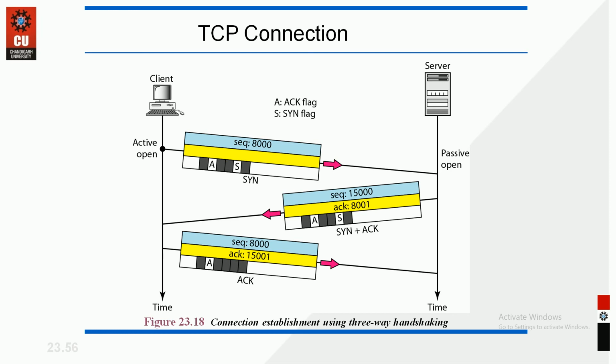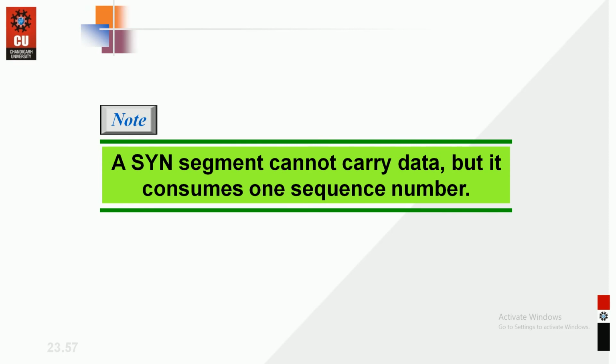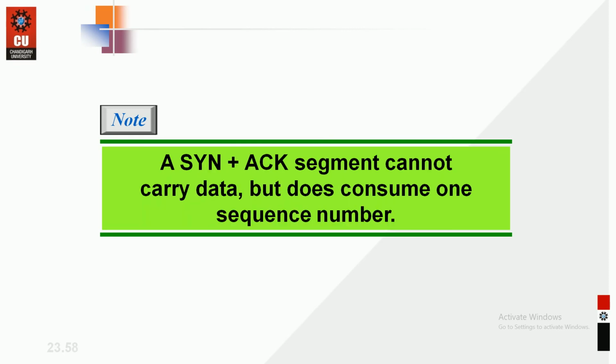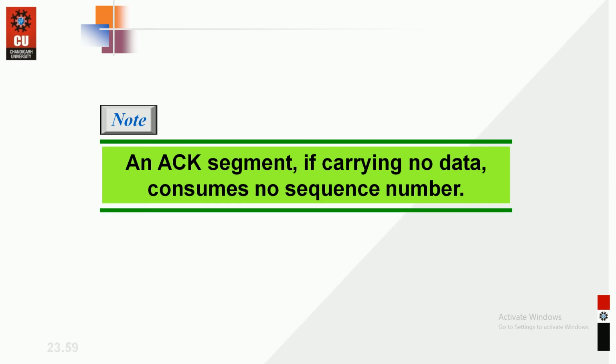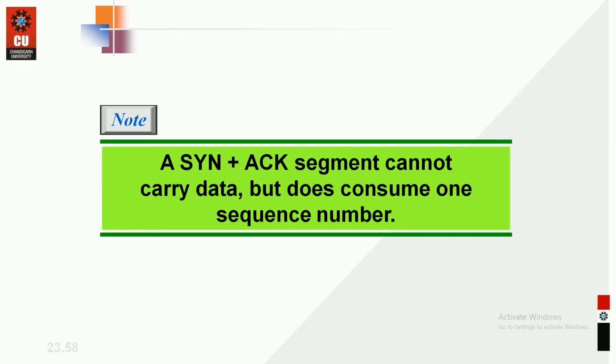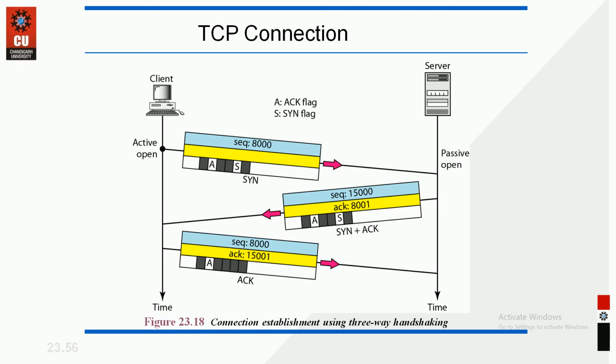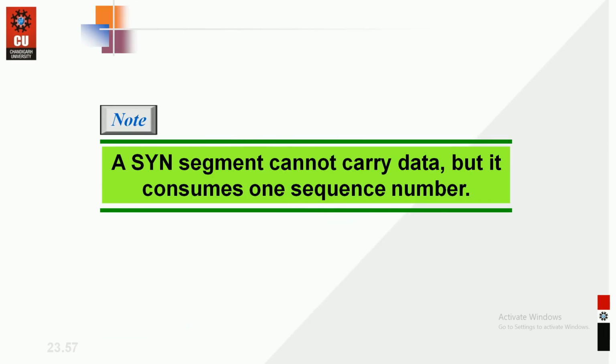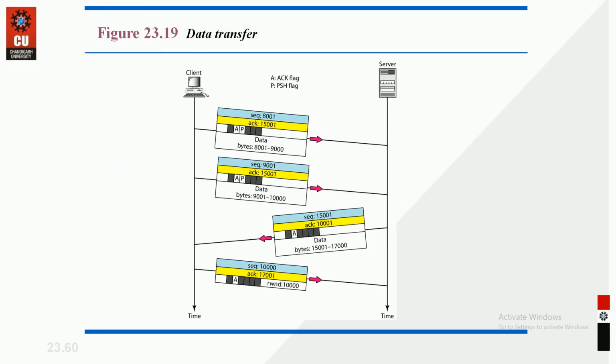SYN and ACK flags will be used for connection creation. A SYN segment cannot carry data, but it consumes one sequence number. SYN plus ACK cannot carry data either, but also consumes one sequence number. In the case of the acknowledgement number, an ACK alone does not consume any sequence number, as you can see in that picture. If in the last step we have only the acknowledgement number, it cannot consume any sequence number. Now this is the data transfer.